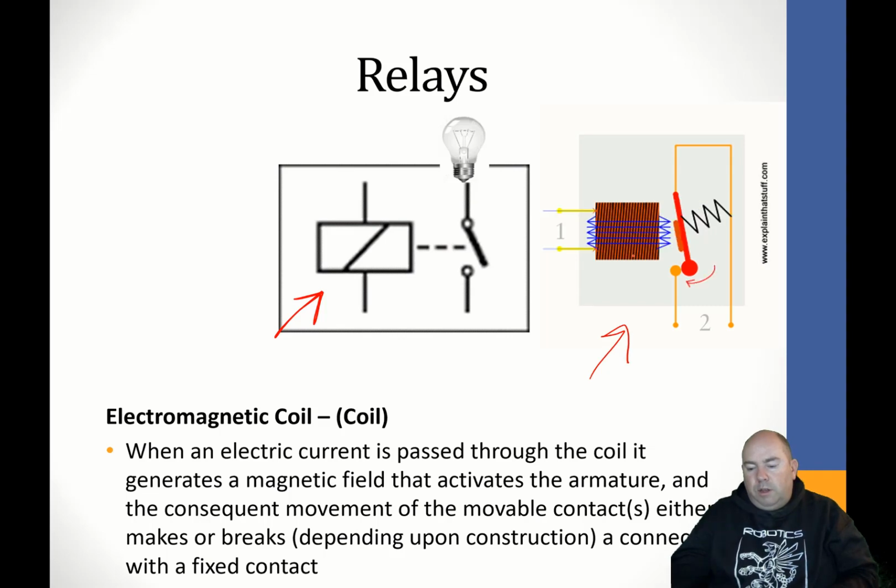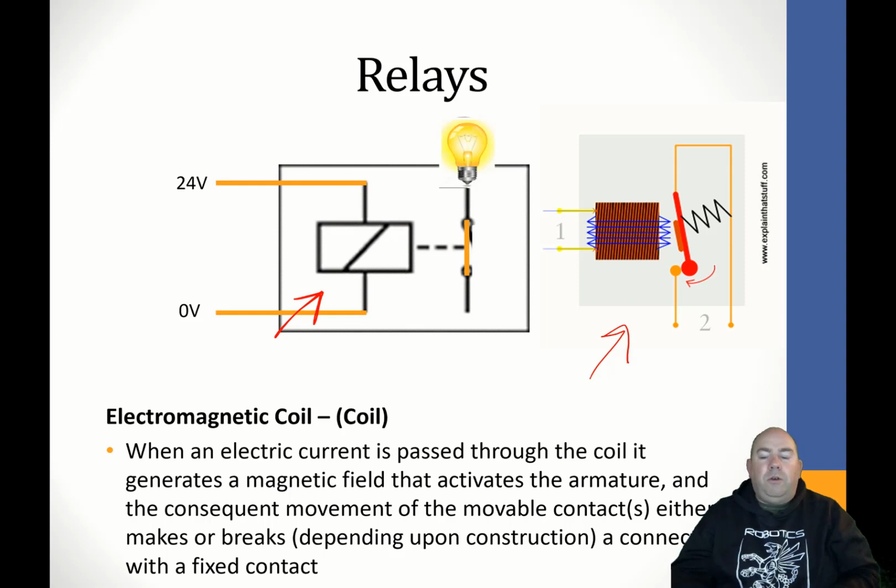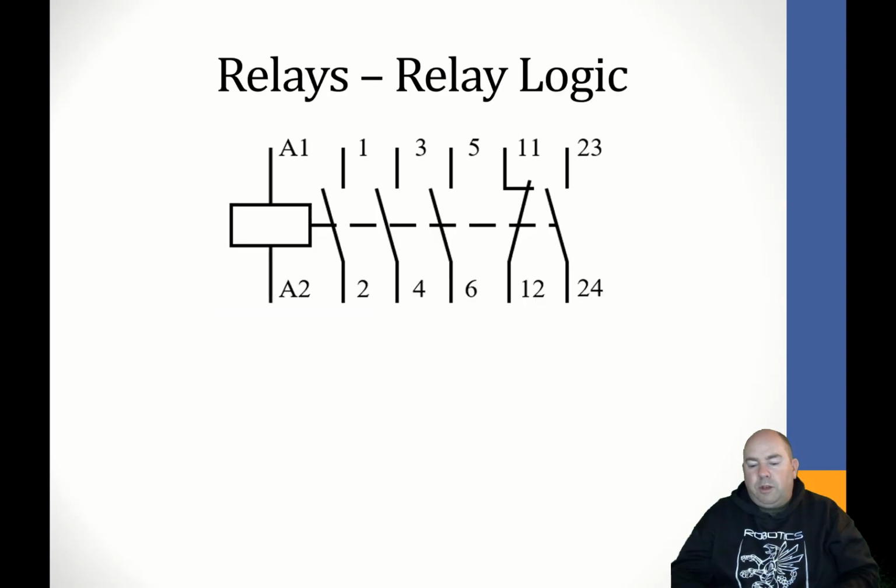Electrical field generates magnetism, makes that metal contact move against a spring. So put power here, closes that circuit, light comes on. So what that basically allows us to do is use one voltage to control other circuits of various voltages or multiple circuits. Relays can have many contacts to them.